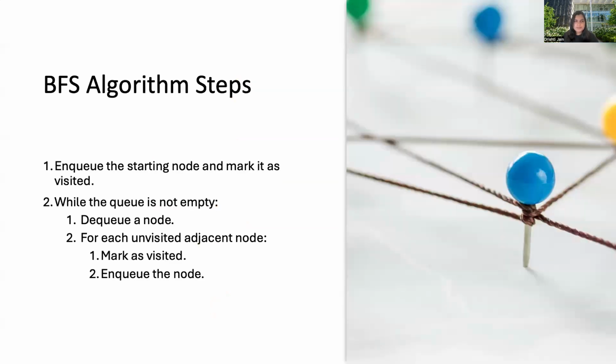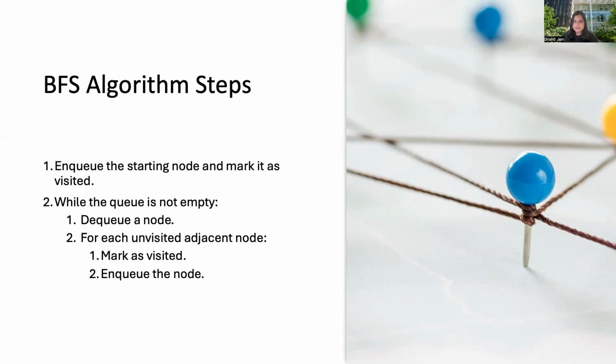Let's look at how the BFS algorithm works. There are two key steps. The first one is to enqueue the starting node and mark it as visited. And the data structure we are storing it in is a queue. So the loop for the algorithm is: while the queue is not empty, you dequeue a node, and for each of the unvisited adjacent nodes to it, you mark it as visited and enqueue the node. And you do this while your queue is not empty. This will ensure you get a BFS path.